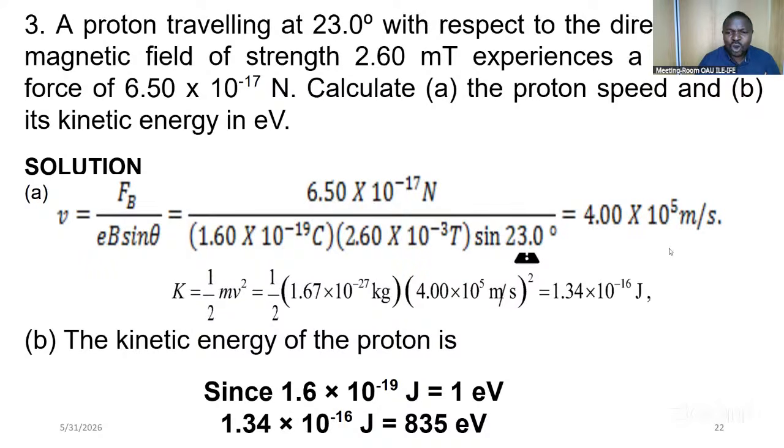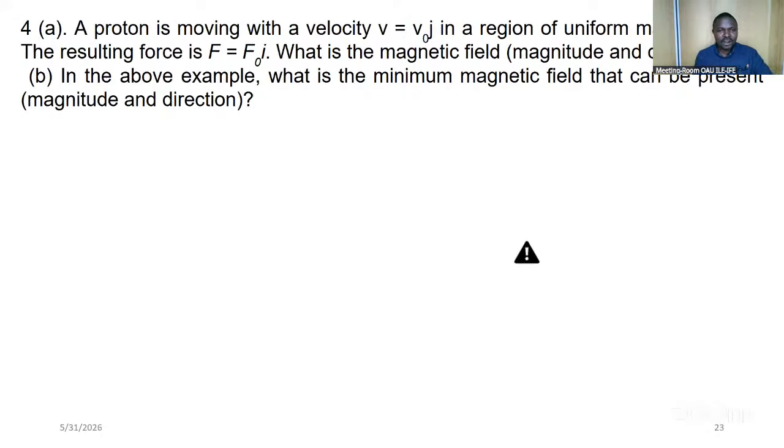And tomorrow, on Wednesday, you give me the answer. Quickly write the question down. Fast, I have less than 3 minutes. Write the question down. A proton is moving with a velocity v equal to v naught j in a region of a uniform magnetic field. The resulting force is F equal to F naught i. What is the magnetic field, in the form of magnitude and direction? In the above example, what is the minimum magnetic field that can be present?